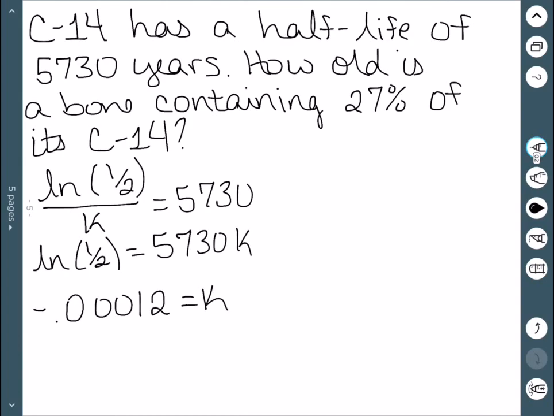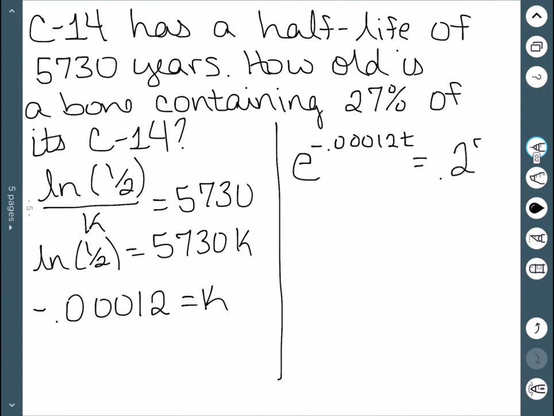We also want to know when it contains its original 27%. Well, normally our formula does need the original amount, and we don't have that here. However, we can just think of it in terms of percent. Originally, we had 100%, which would correspond to a decimal of 1. So 1 e to the kt is equal to, in this case, we have 27% remaining, so 0.27.